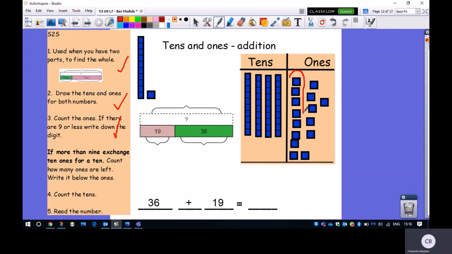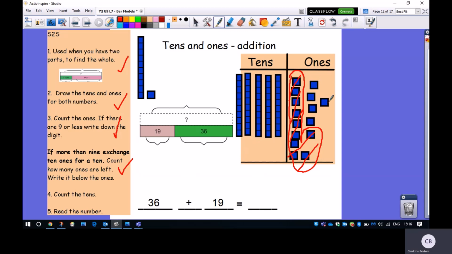So 1, 2, 3, 4, 5, 6, 7, 8, 9, 10. I'm just going to double check that. 1, 2, 3, 4, 5, 6, 7, 8, 9, 10. Right, I'm going to cross that out. And once I've crossed out the 10, I can't just cross out 10. I have to make sure I replace that 10 with another 10. So now I can count my ones that have been left.